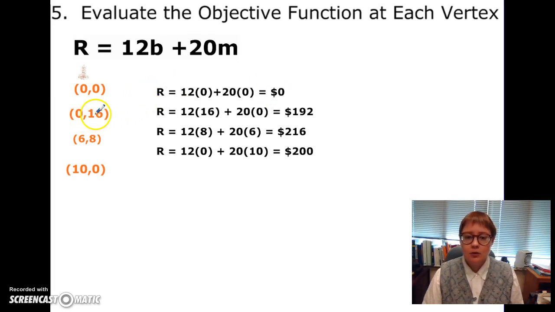If I plug in 0, 16, I'm making 16 birdhouses and 0 mailboxes, which gives me a grand total of $192. If I plug in 6, 8, that's 8 birdhouses and 6 mailboxes. That gives me a total of $216. And my final vertex, 10, 0, is 0 birdhouses and 10 mailboxes, which gets me $200 worth of revenue.